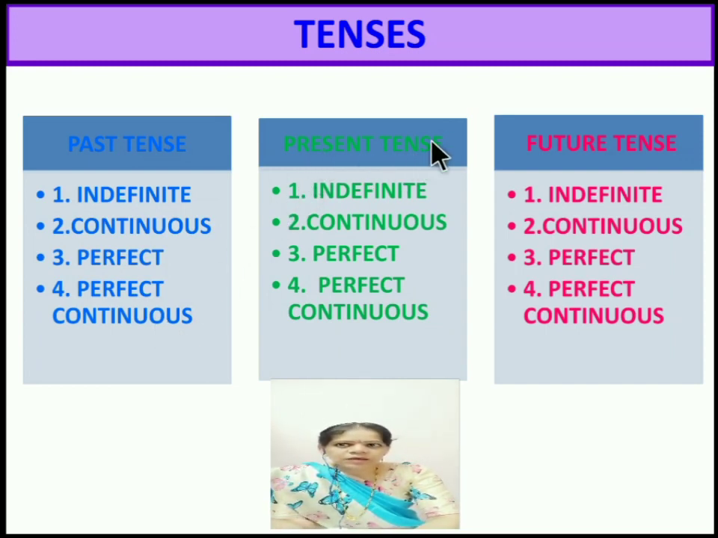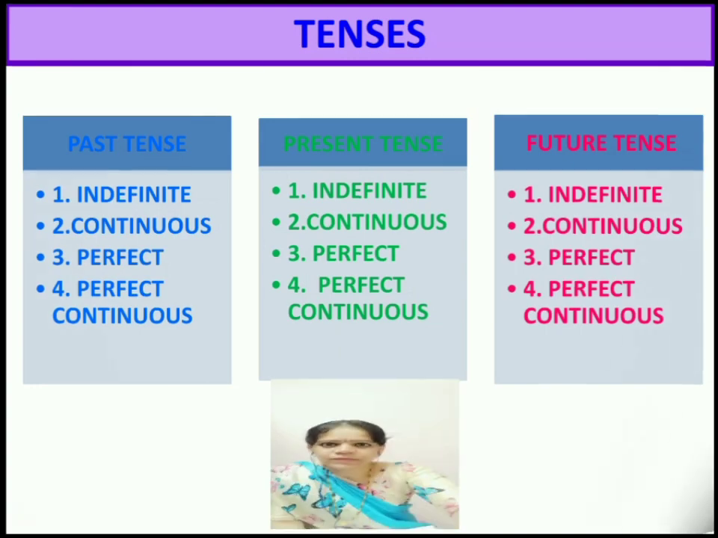Fifth is present indefinite tense or present simple tense. Sixth one is present continuous tense. Seventh one is present perfect tense. And eighth one is present perfect continuous tense. Ninth one is future indefinite or future simple tense. 10th one is future continuous tense. 11th one is future perfect tense. And the 12th one is future perfect continuous tense, which you all know, and we will deal with it with an ample number of examples and comparisons between each of the tenses.